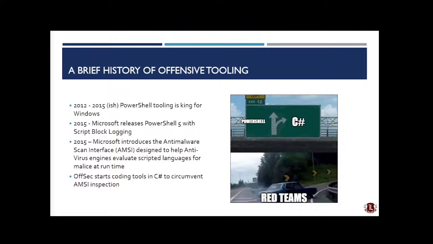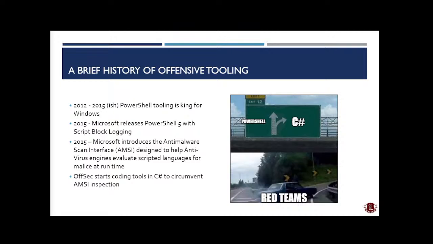2015, Microsoft releases PowerShell 5, which allows us to now see what is going on within a PowerShell script and log that with Microsoft script block logging. There's a few different ways that you can log PowerShell, but we'll focus on script block logging for this particular discussion. They also introduce a technology called the Antimalware Scan Interface, and its intended purpose is, at runtime, when a script executes, whether it be VBS, PowerShell, and so on, the AMSI interface inspects it to see: is this doing something bad that I should be preventing, right?